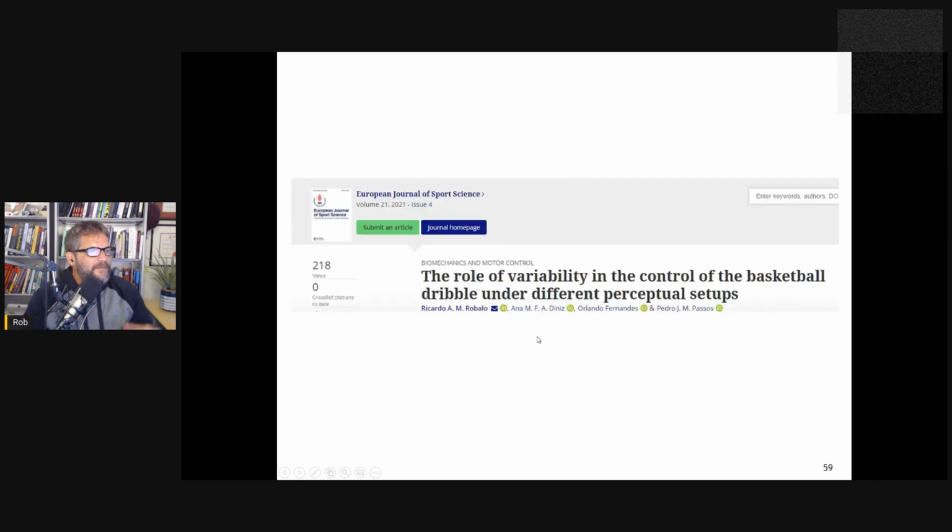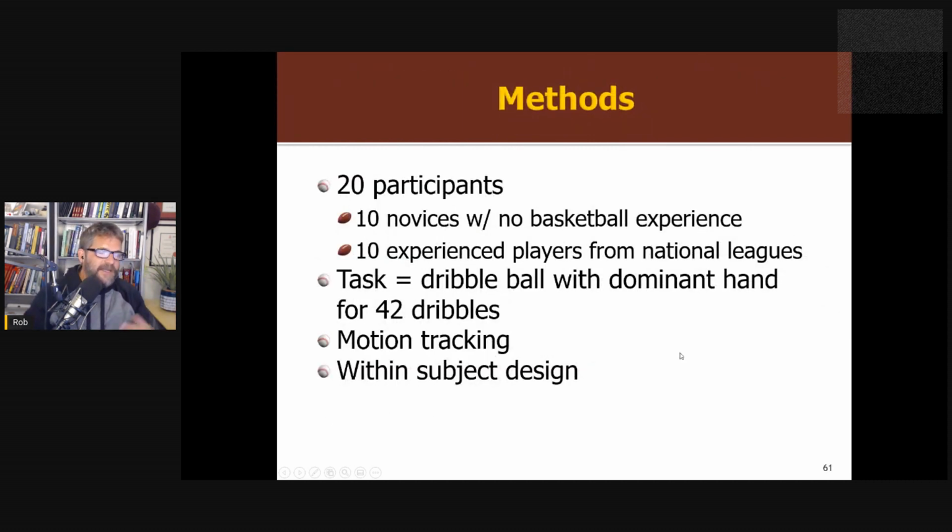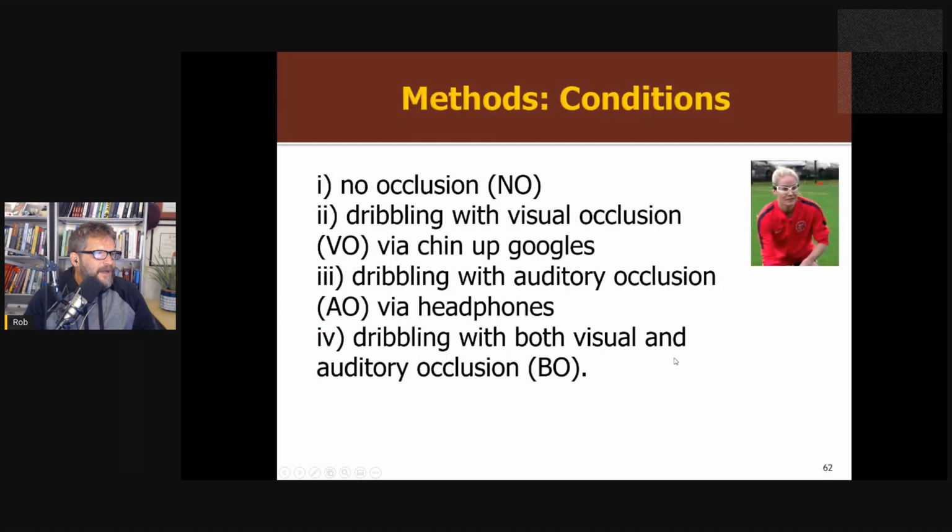Okay. Here's another example of the constraints-led approach. This is Rabalo et al., a recent one I reviewed on my YouTube channel. They used variability in visual constraints, and they also included auditory. Interestingly, they blocked people's sound for controlling dribbling. They had 20 participants, novices and experts, and they looked at how adding these constraints changed the dribbling performance. Then they compared it to a no occlusion condition.